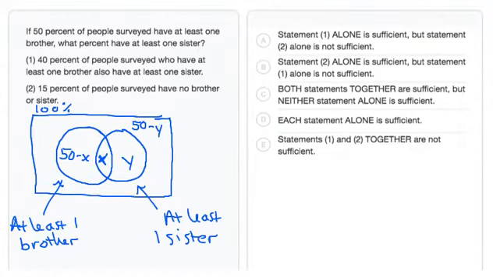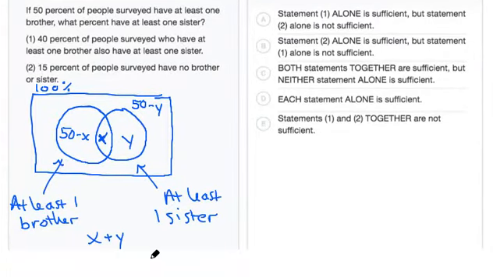So the question is asking whether we have enough information to determine X plus Y. We don't need to find a value for X plus Y, we just need to know if we have enough information to be able to find X plus Y. So let's dive into statement 1.